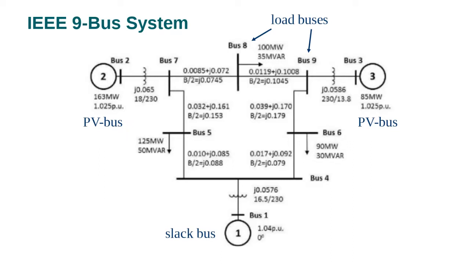Now, this is an IEEE 9 bus system. By the way, these IEEE systems are standards. Why do we use these IEEE 9 bus systems? Because researchers can compare their results. So this is a standard 9 bus, 14 bus, 57 bus, 114 bus, as you go on.